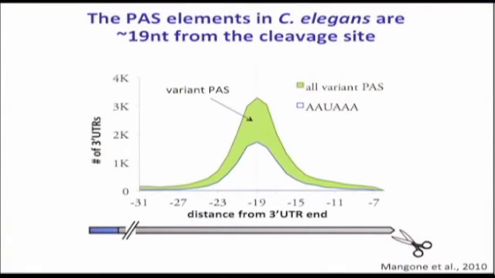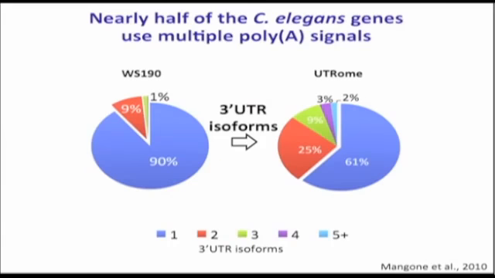What turns out very interesting is that the cleavage is very precise. This PAS site is exactly at -19 of the end of every 3' UTR. This turns out to be also true in human and in many other organisms. And here we plot the canonical site, AAUAAA, together with all the variant PAS that we detected in the sequences here.